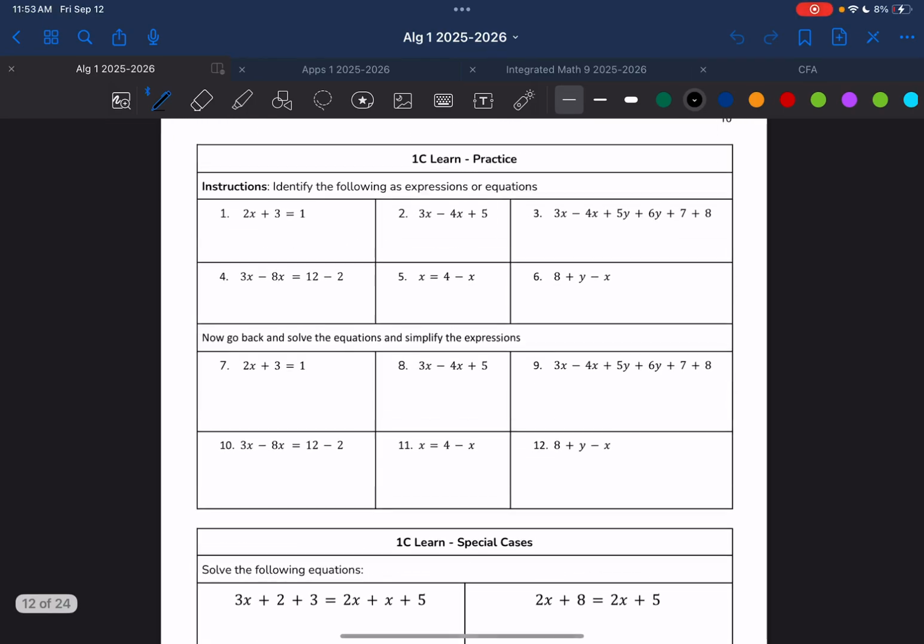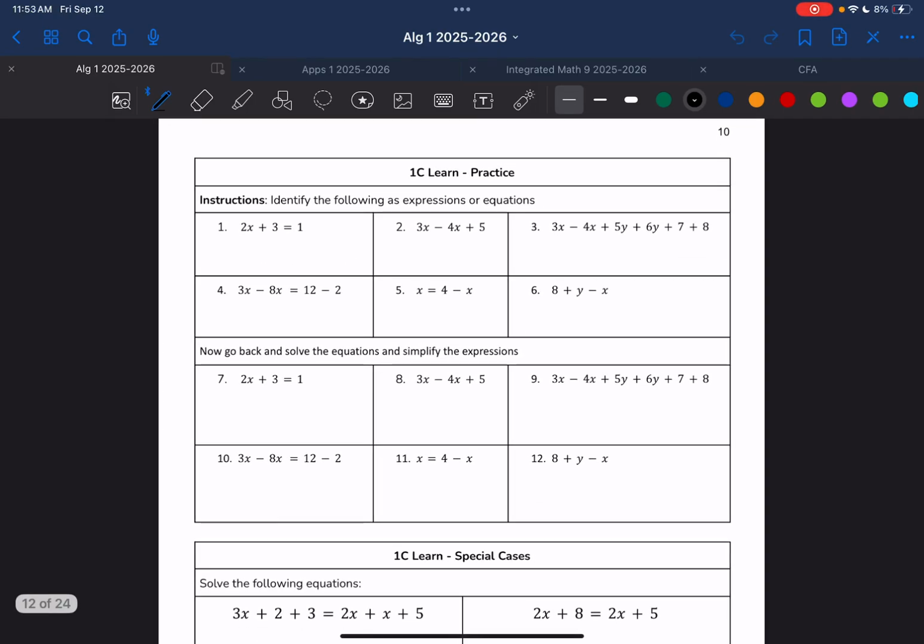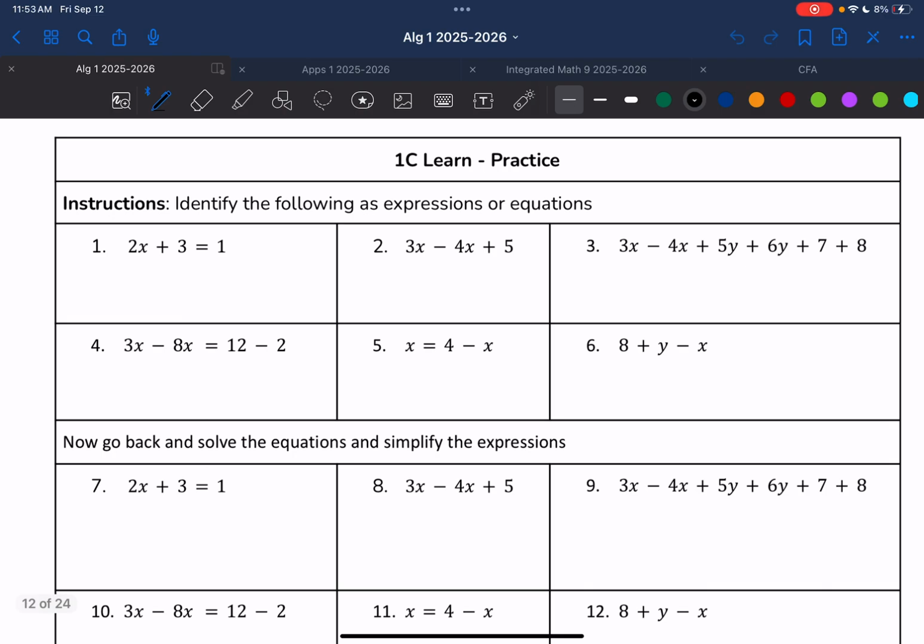All right, so in this video, I'm going over page 10 in the notes packet. For this first part up here, we're just practicing based on what we did on the previous page. All we're doing is identifying what are expressions and what are equations. Remember, the equations are the ones with the equal sign.